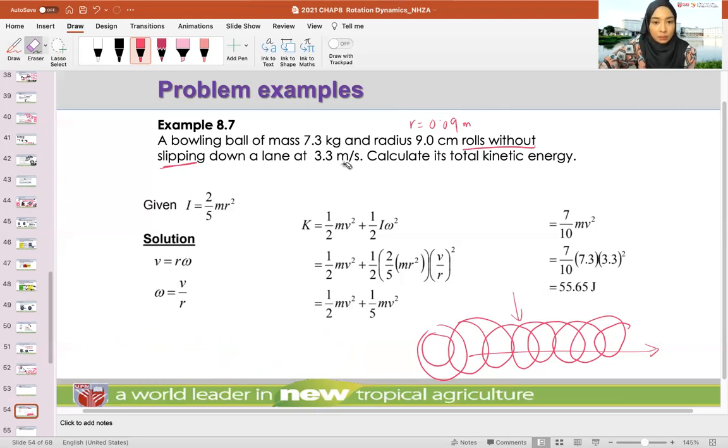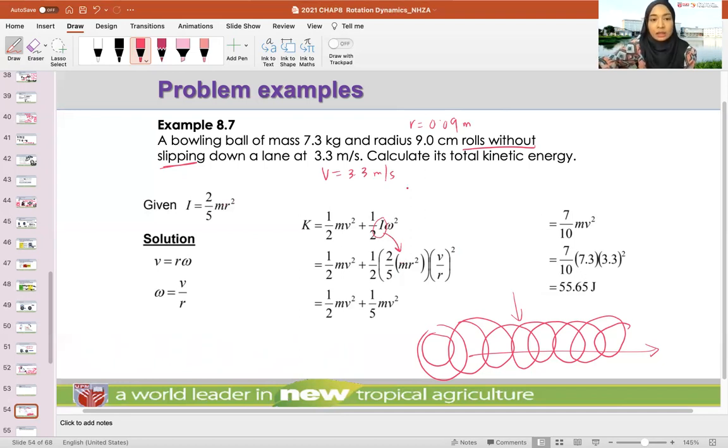Down a lane at 3.3 meter per second, this is your V. 3.3 meter per second. Calculate its total kinetic energy. So it's rolling, therefore you know that you will have 1 over 2 mv squared plus 1 over 2 I omega squared. For a bowling ball, the I is given as 2 over 5 mr squared. So you just put that into your equation.